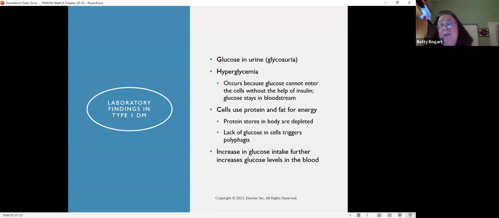So when you can't eat your sugar, protein and fat is for energy. We know that that lack of glucose being available, that's what causes the polyphagia, makes you eat more, right? It gives you that polyphagia, I'm hungry, hungry, I want to eat. But it doesn't matter. The sugar's still not being used.